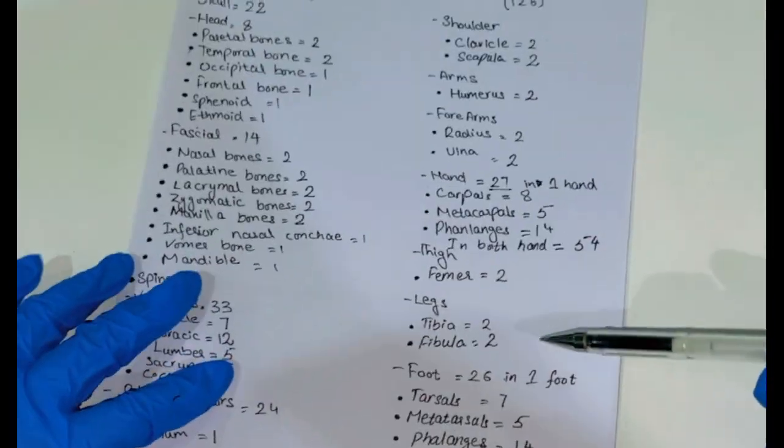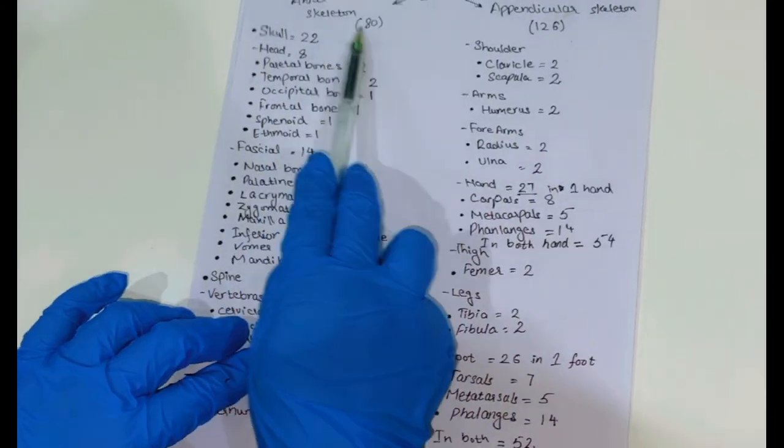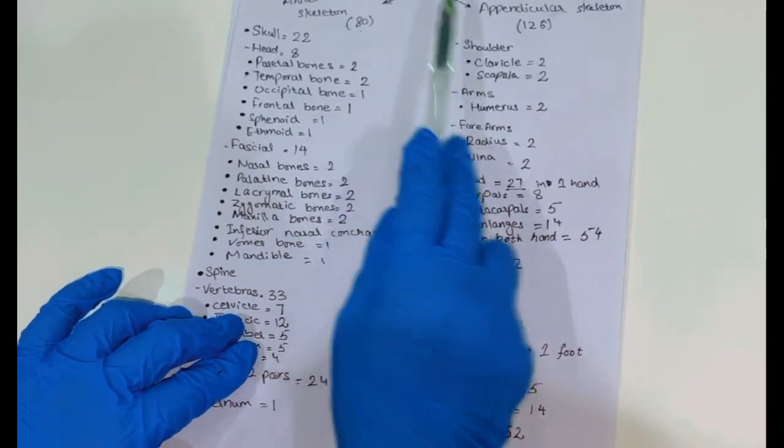Now in whole these are 126 bones in the appendicular skeleton and 80 in the axial skeleton. In whole there are 206 bones.